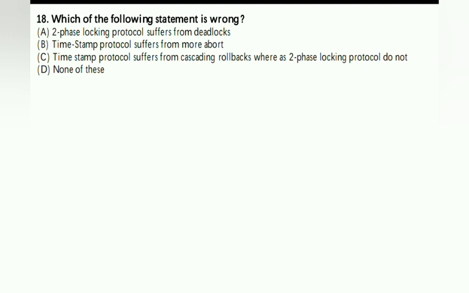Next, which of the following statements is wrong? A, two-phase locking protocol suffers from deadlocks. B, timestamp protocol suffers from more aborts. C, timestamp protocol suffers from cascading rollbacks, whereas two-phase locking protocol does not. And D, none of these options.